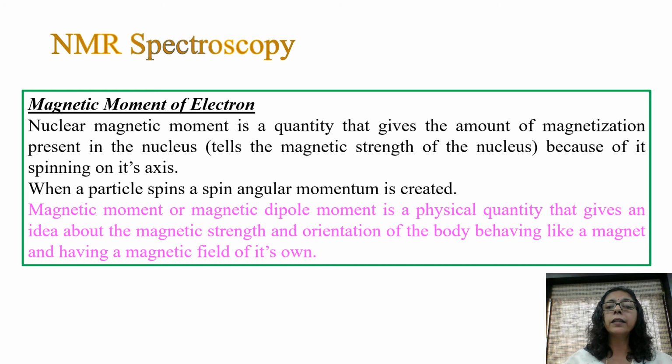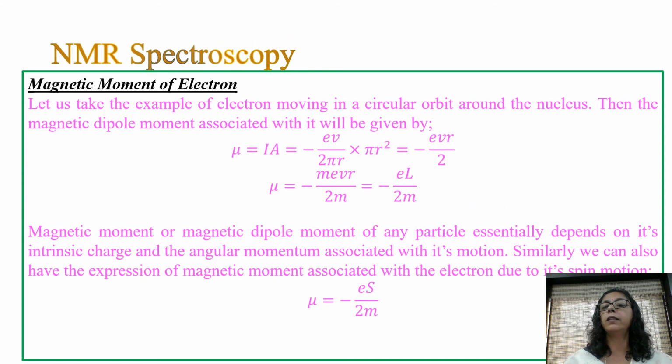The magnetic dipole moment is a physical quantity that gives an idea about the magnetic strength and the orientation of the body behaving like a magnet and having a magnetic field of its own. और ये देखिए, ये है मैग्नेटिक मोमेंट ऑफ इलेक्ट्रॉन। हम इलेक्ट्रॉन के लिए पहले निकाल रहे हैं क्योंकि हम अभ्यस्त होना चाहते हैं चीजों से। तो म्यू जब आप इलेक्ट्रॉन के लिए निकालते हो तो हम ऑर्बिटल मोशन की बात कर रहे हैं, कि जब वो सर्कुलर ऑर्बिट में घूमता है तो उसकी जो मैग्नेटिक मोमेंट डेवलप होती है वो I into A होती है। I क्या होता है?